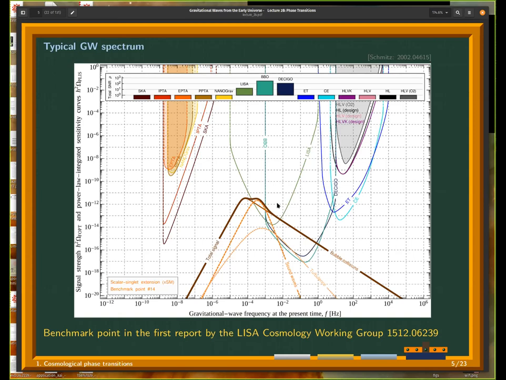But tomorrow we'll talk about completely different types of gravitational wave sources in the early universe, topological or cosmic defects that can also lead to gravitational waves, things like cosmic strings, for instance. And a cosmic string signal could be much larger in this frequency range. It could have an amplitude of, say, 10 to the minus 10 at LISA frequencies, and then you would only see that. And the phase transition signal would be completely buried in this cosmological foreground or background in that sense.